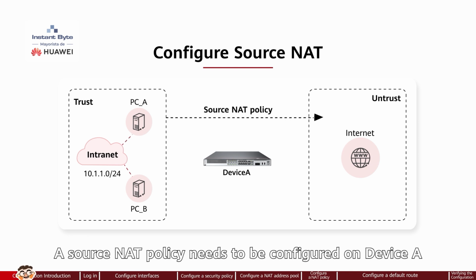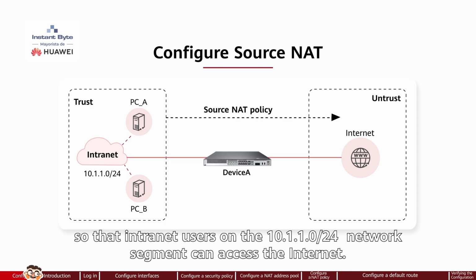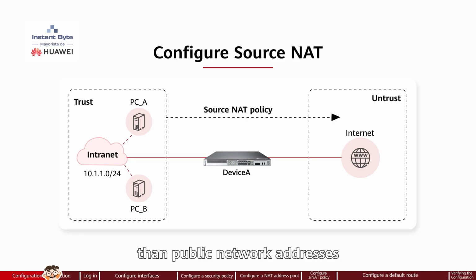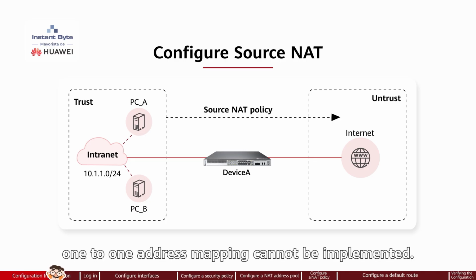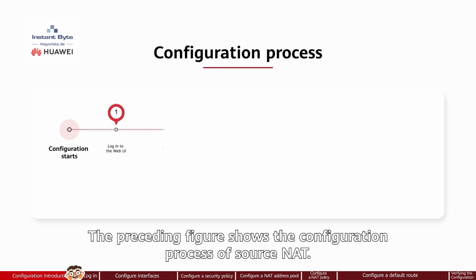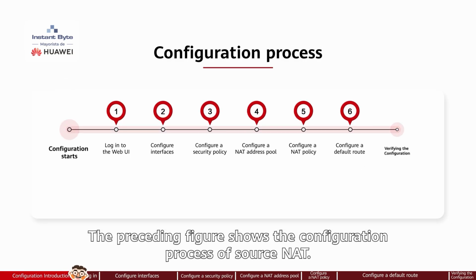A SourceNet policy needs to be configured on device A, so that Internet users on the 10.1.10.24 network segment can access the Internet. In addition, because there are more private network addresses than public network addresses, one-to-one address mapping cannot be implemented. Therefore, port translation is required to implement public network address reuse. The preceding figure shows the configuration process of SourceNet.